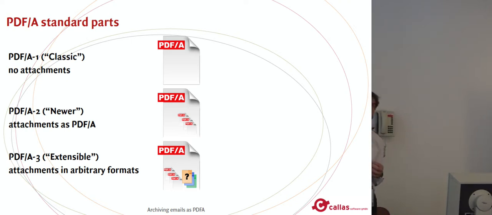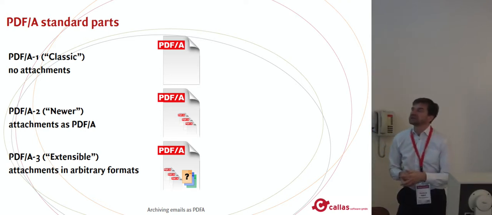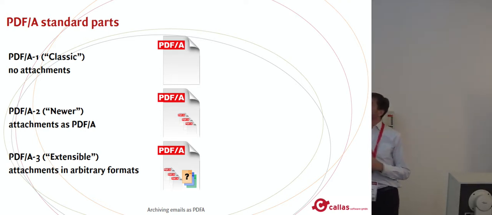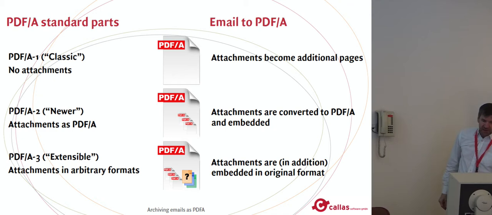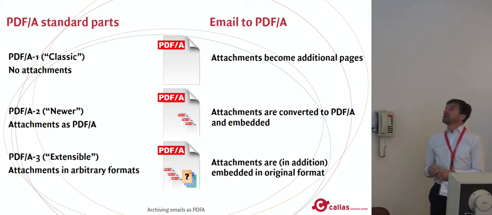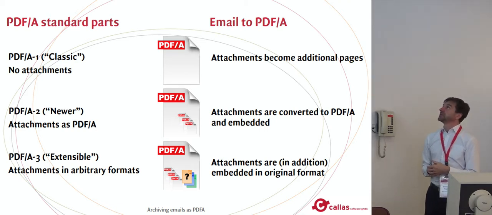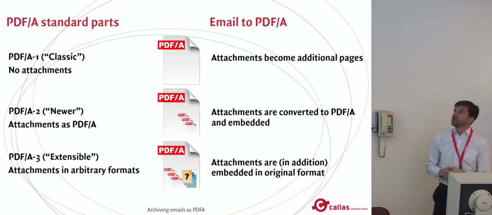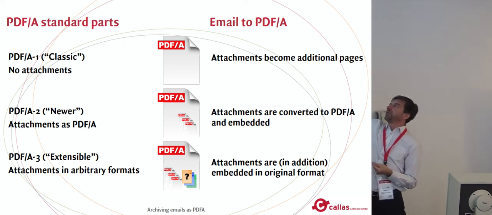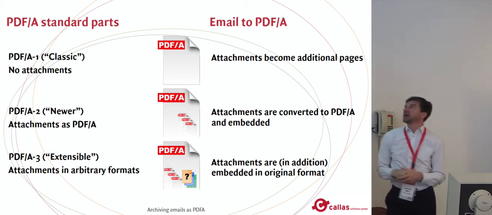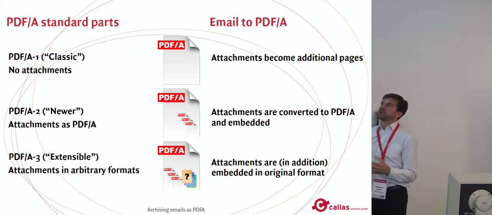And PDFA3 is somewhat extensible. That means you can attach arbitrary file formats. We had that in the introductory session as well, so I think that is somewhat clear. And for email, that would mean for the attachments, when we convert an email to PDFA, for PDFA1, attachments need to become additional pages. For PDFA2, of course, that means we need to convert everything to PDFA. And for PDFA3, we can say we can attach original file formats.